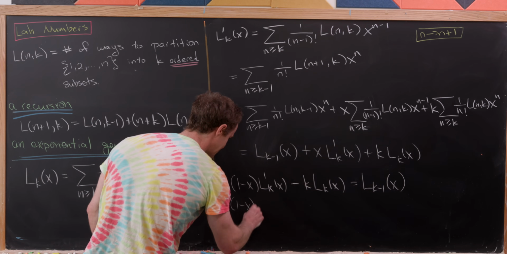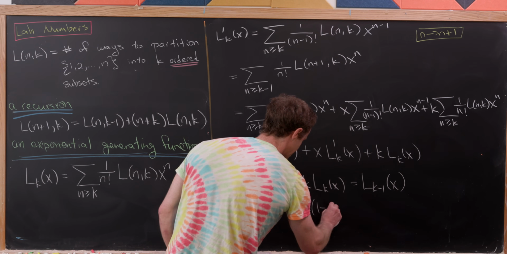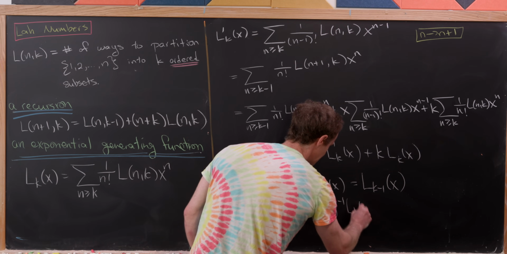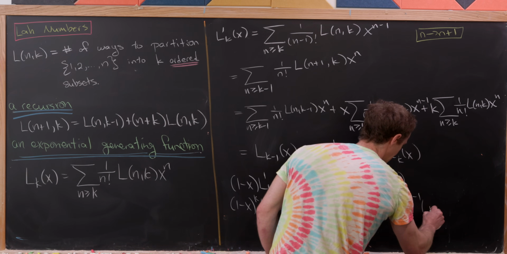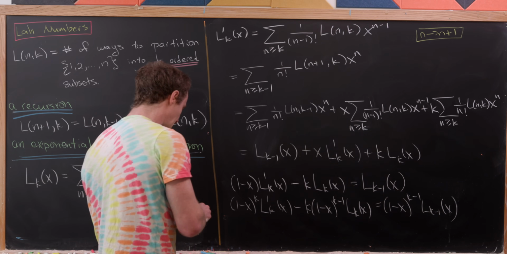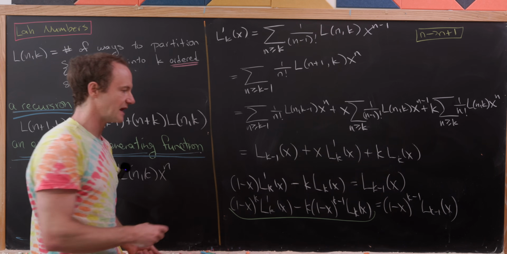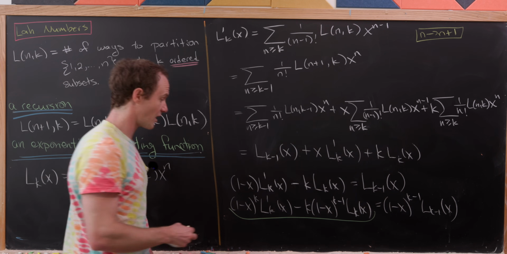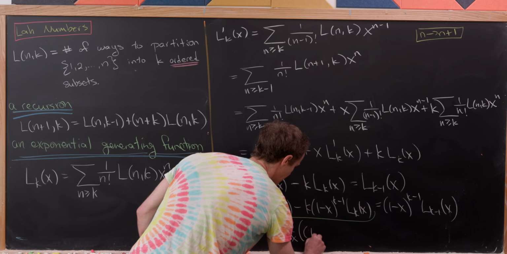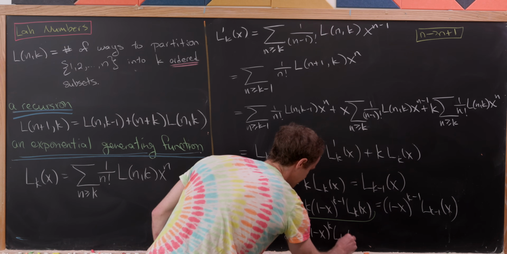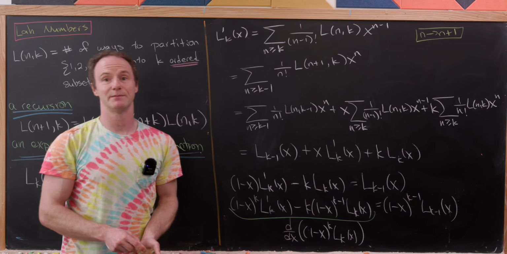So that'll give me 1 minus x to the k here. We've got this L prime type term, minus k times 1 minus x to the k minus 1, this L sub k term, and then 1 minus x to the k minus 1, L sub k minus 1 of x. And then the important thing to notice is that we've just taken this left-hand side and written it as a derivative of a product of functions. It's pretty easy to see that this is the derivative of 1 minus x to the k times L sub k of x. Okay, so now let's bring this line up to the top and see what we can do with it.